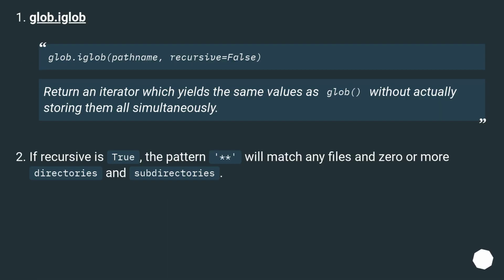Notes. glob.iglob(pathname, recursive=False) returns an iterator which yields the same values as glob without actually storing them all simultaneously. If recursive is true, the pattern ** will match any files and zero or more directories and subdirectories.